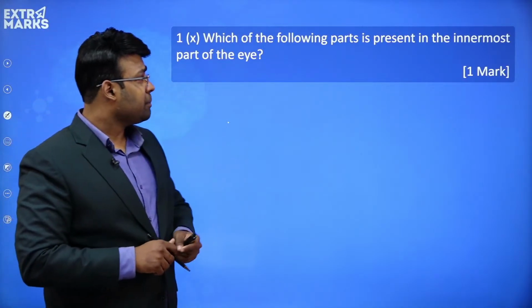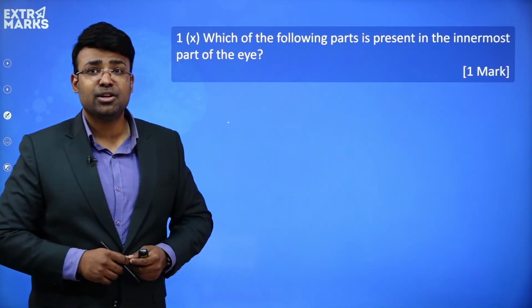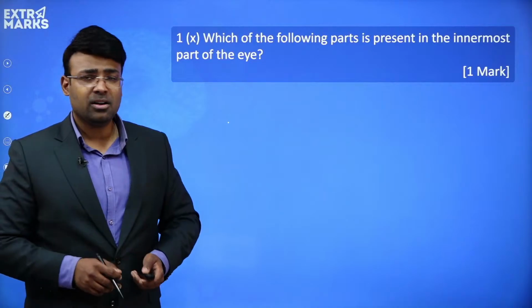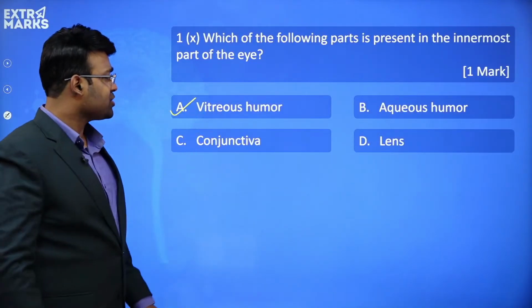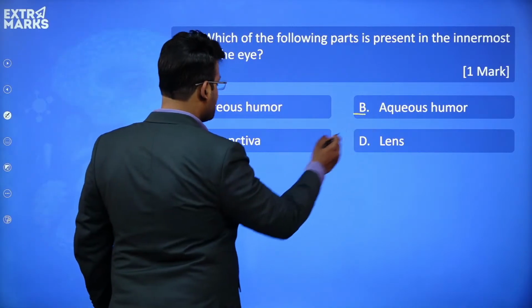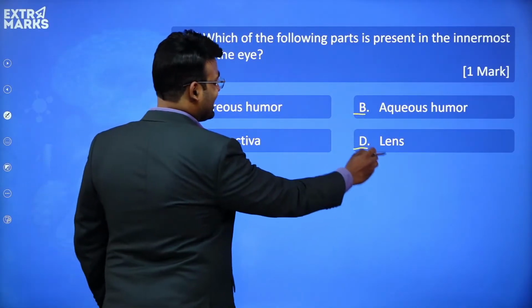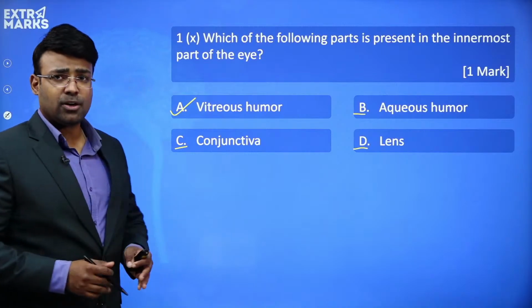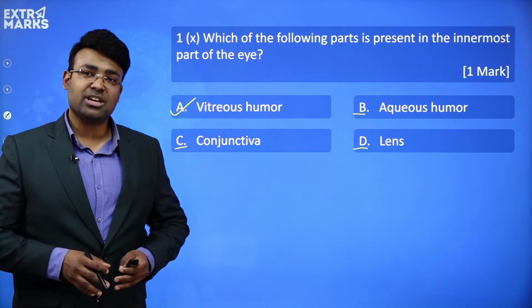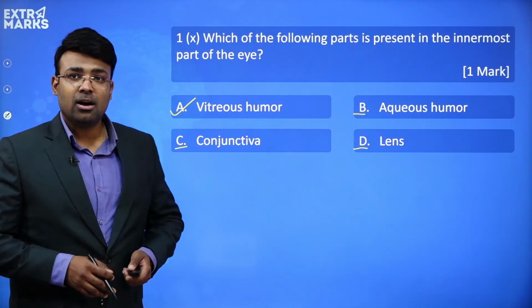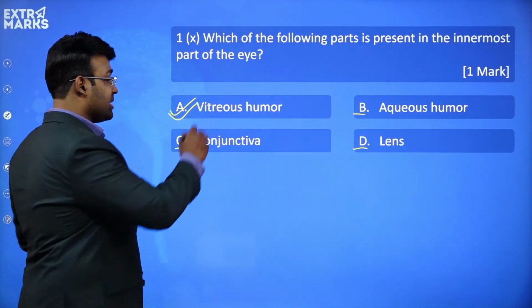Which of the following parts is present in the innermost part of the eye? Alright everyone, so here we have the options. A is vitreous humor, then we have aqueous humor, conjunctiva, and lens. See, the innermost part of the eye has the vitreous chamber, and within the vitreous chamber we have the vitreous humor. Alright, so vitreous humor, A, is the right option.